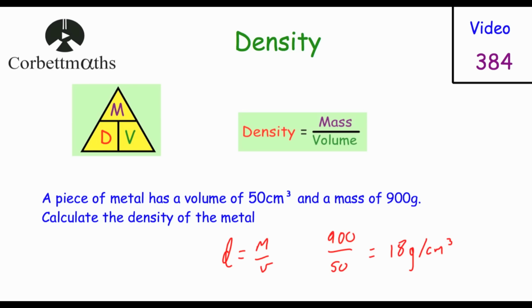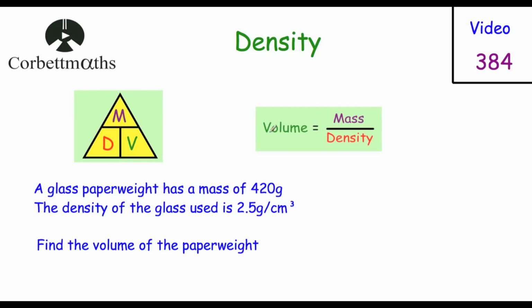Okay, let's have a look at our next question. This time we're going to work out the volume. So volume is mass divided by density. So it says a glass paperweight has a mass of 400 grams. And it says the density of glass used is 2.5 grams per centimeter cubed. Work out the volume of the paperweight.